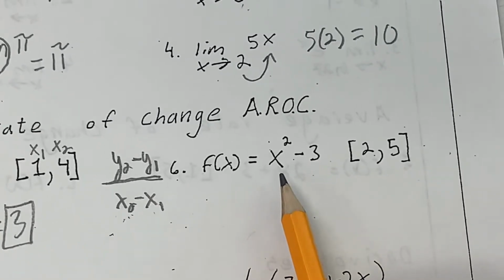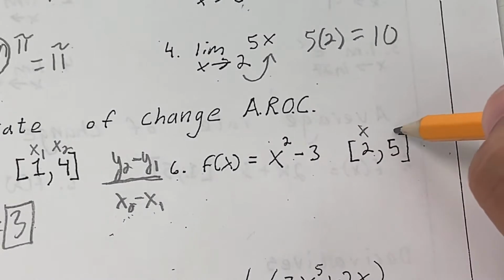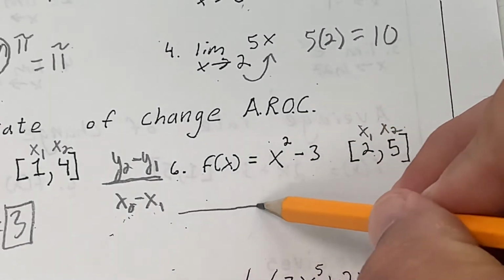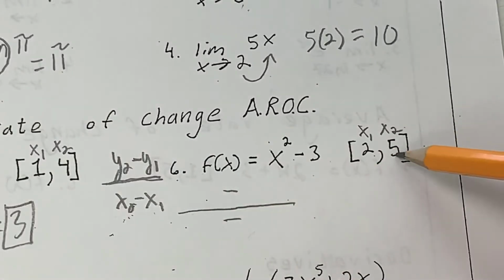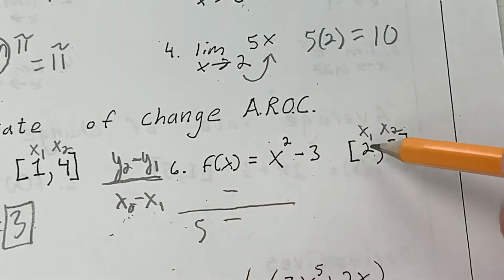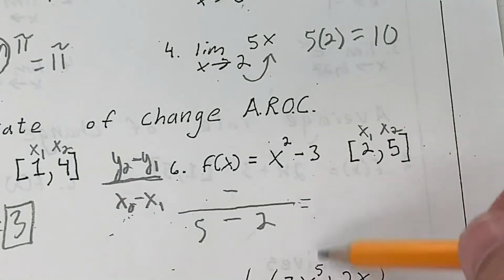Same move over here for number 6. Average rate of change. Slope formula. This is not an x value and a y value. This is an x value and another x value. So I'm going to set up my slope template. A lot of slope in calculus. Minus sign, my x sub 2 is 5. Minus my x sub 1 of 2. So I know already that that's going to be a 3 on the bottom.